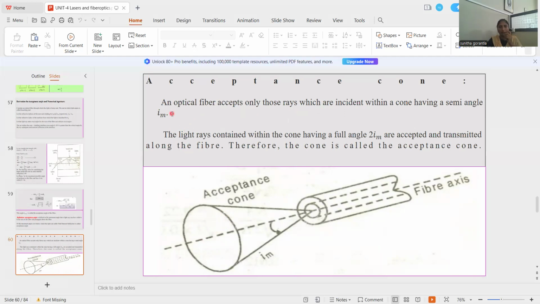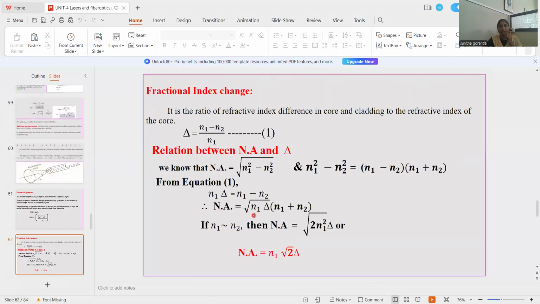Acceptance cone: an optical fiber accepts only those rays which are incident within a cone having semi angle θm. The light rays contained within the cone having full angle 2θm are accepted and transmitted along the fiber. Therefore, the cone is called the acceptance cone. This is about the acceptance cone.